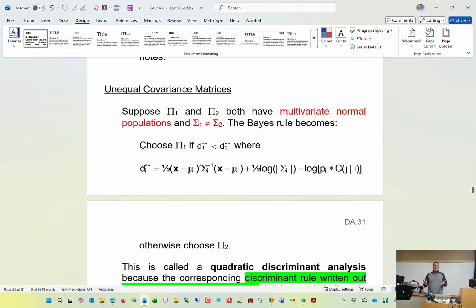Another assumption that we've been making so far is that we have equal covariance matrices. Well, you could have unequal ones too. And notice what happens to our distance measure. It just changes a little bit. Now we see how the different covariance matrix for that particular group or that particular observation comes into play.